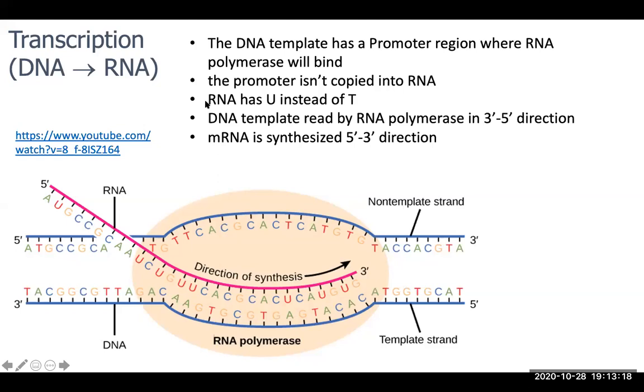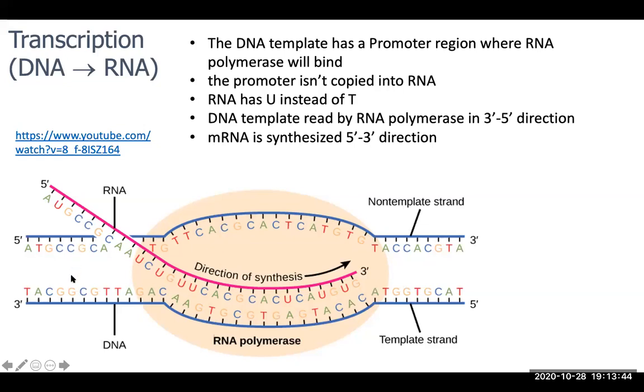RNA is also less stable, and another way to say that is that it's more reactive. And that is also in your simulation. The DNA template is read by the polymerase 3' to 5' direction, which means that the mRNA itself will be synthesized 5' to 3' direction. And that is demonstrated here.